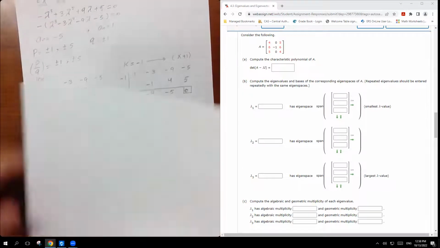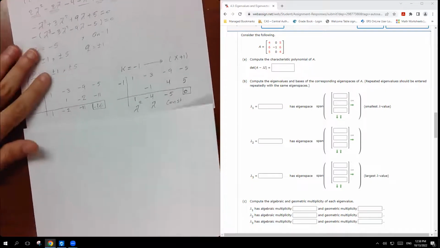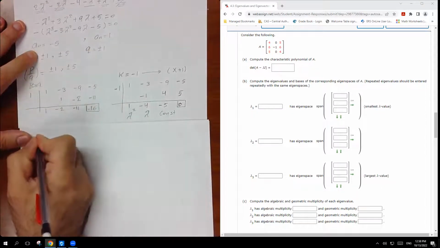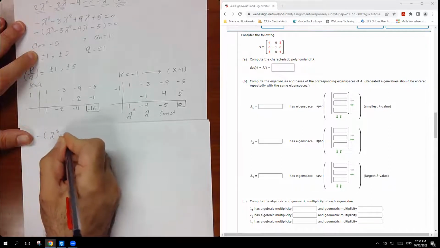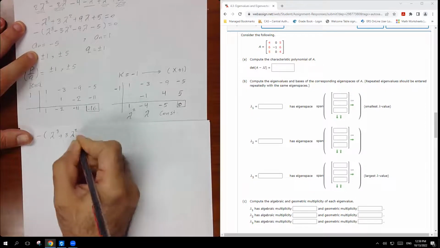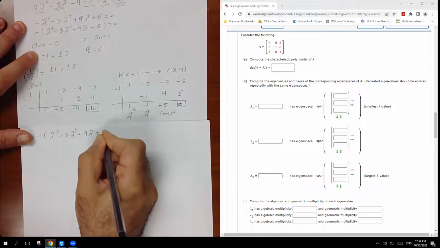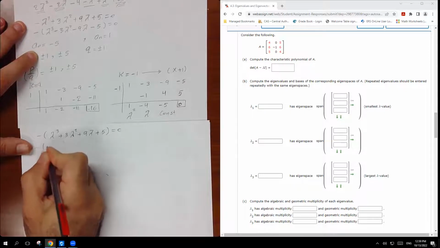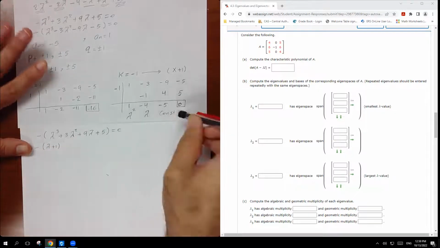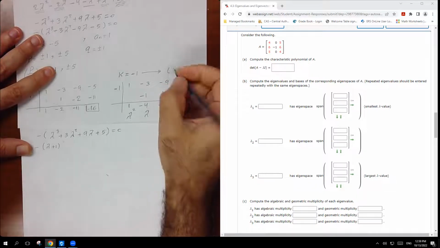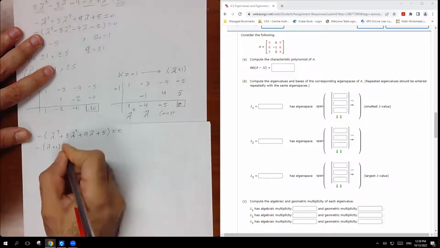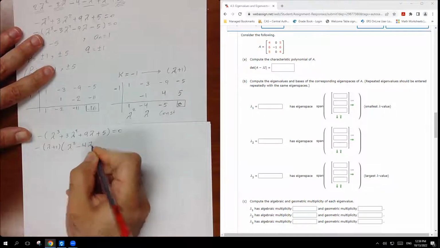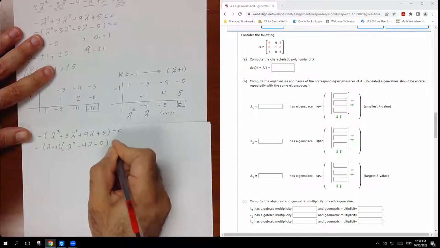That means the polynomial function, this one, which is negative lambda cubed plus 3 lambda squared plus 9 lambda plus 5 equals 0, is going to be, the first factor is going to be the negative, lambda plus 1. This is lambda, not x, because our variable is lambda. And what is left here is going to be lambda squared minus 4 lambda minus 5 as a constant equal 0.